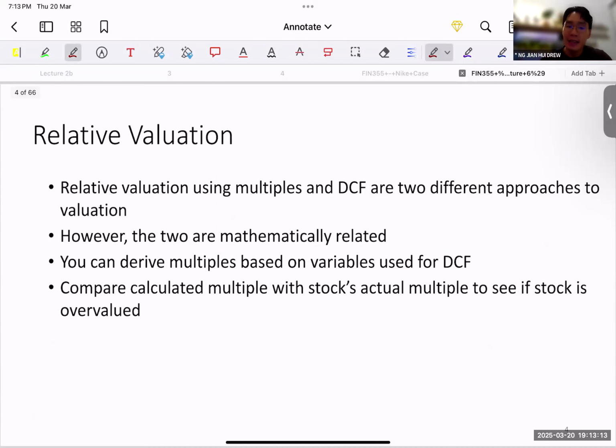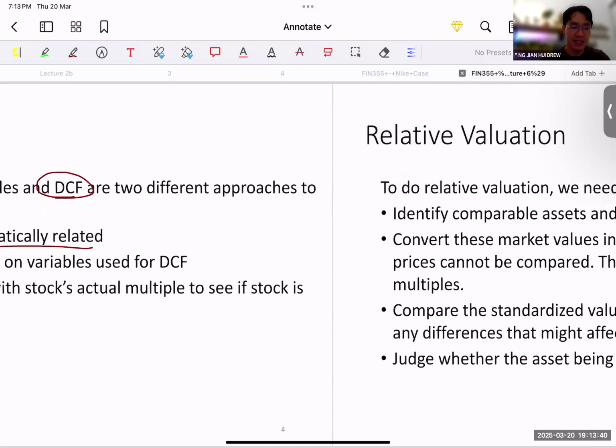As we go into the details of this lecture, you'll notice that relative valuation is related to discounted cash flow, and we can relate them mathematically, and we need to relate them mathematically. We'll learn how to relate them mathematically, and that will allow us to do a comparison between the peer group and the stock that you have chosen. This will make sense in just a little bit.